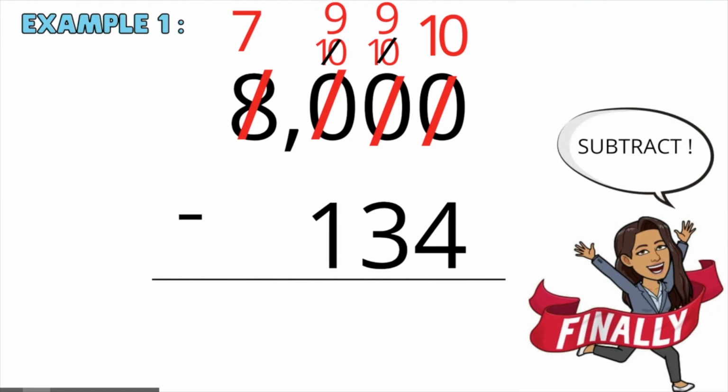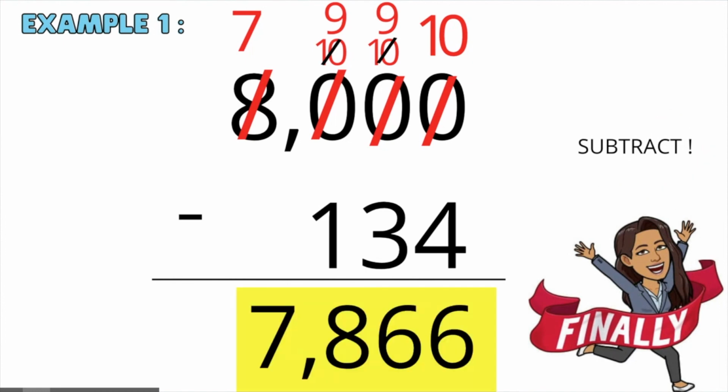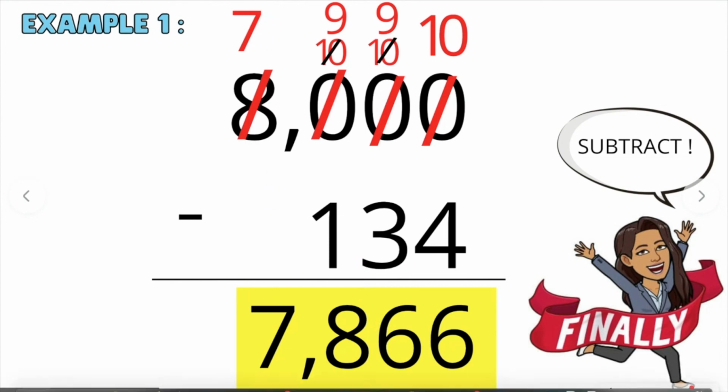Yep, we can subtract. Let's go ahead and subtract our problem. Our answer is 7,866. 10 take away 4 is 6. 9 take away 3 is 6. 9 take away 1 is 8. 7 take away nothing is 7. Good job.